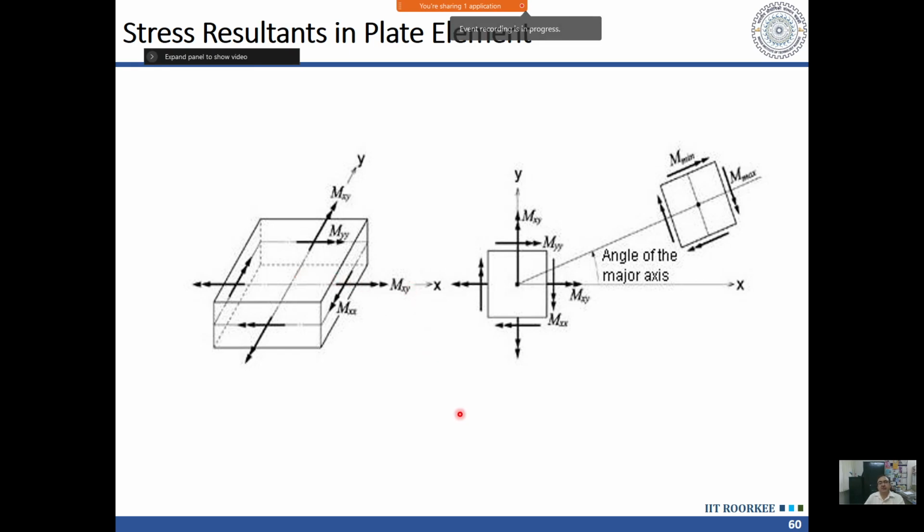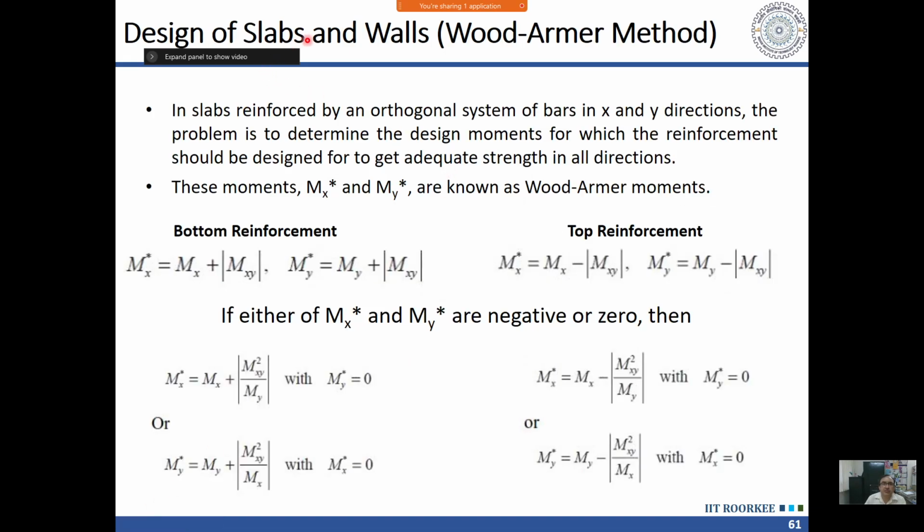But when we are designing these RCC flat elements, either wall or slab, we are providing reinforcement for moment only. And in many cases what we do, we ignore Mxy. That is on the non-conservative side. So we have to consider this moment also, the torsional moment, in designing. And some of you may already know, there is a famous method, the Wood-Armer method, to consider the torsional component also.